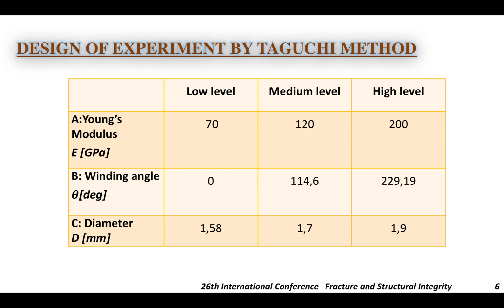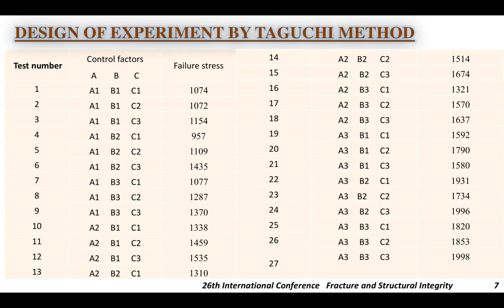This part contains the Taguchi design. Our aim is to find the optimal conditions. We have chosen Young's modulus, winding angle, and diameter of the wires, using 3 levels. And here is a table showing the 27 tests using the Minitab software, without forgetting the failure stress.